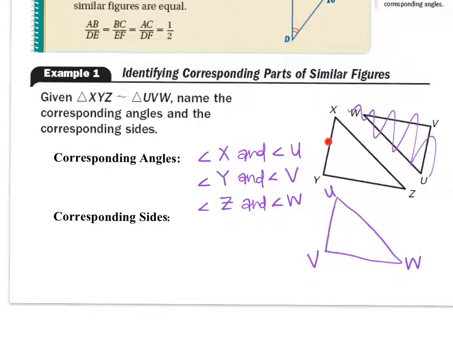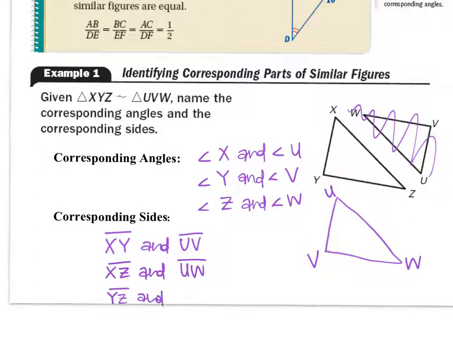So the first pair I'm going to say is XY and UV. So side length XY and side length UV. We can also say that XZ corresponds with UW. Make sure you put that line to show that it's a line segment. So XZ and UW. And the last pair is YZ and VW correspond.